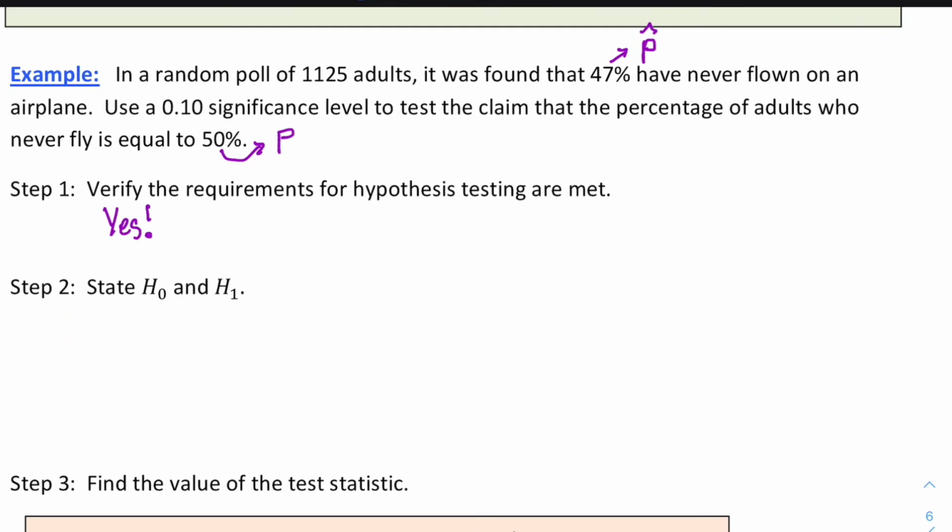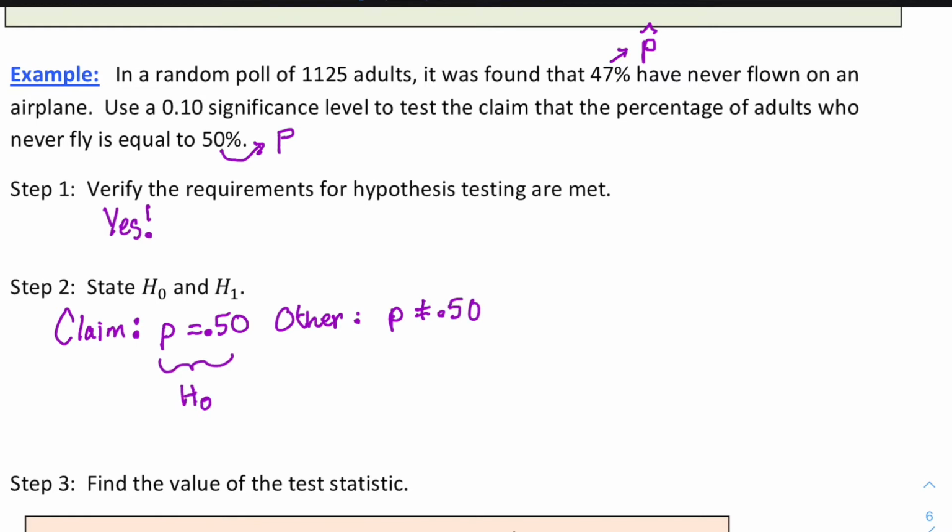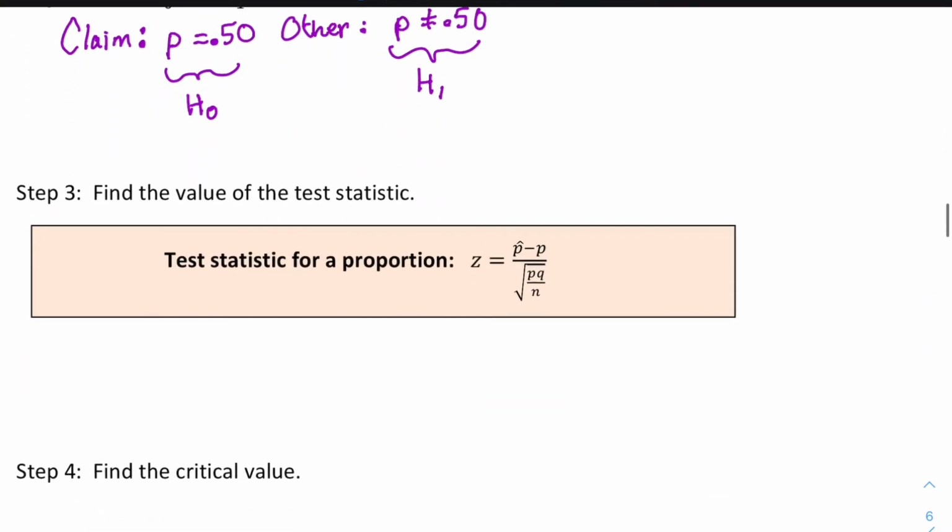First, let's figure out what our null and alternative hypothesis are. Always start with what's being claimed, because this is really going to help you with your wording later too. We're claiming that p is equal to 0.5. The other situation we could have is maybe p is not equal to 0.5. So since our claim involves exactly our equal sign, it's going to be our null hypothesis, and the other cases are alternative.